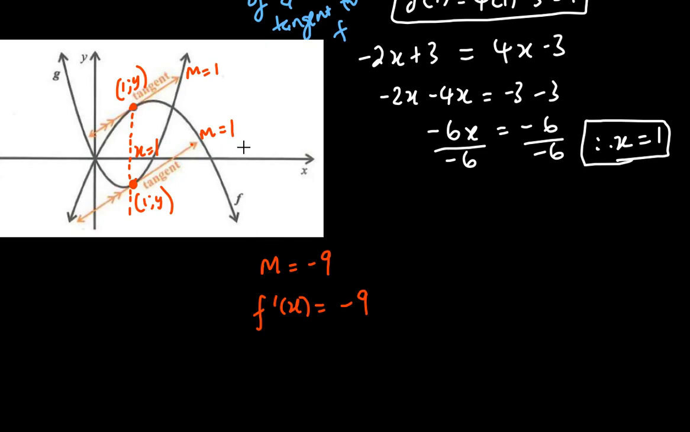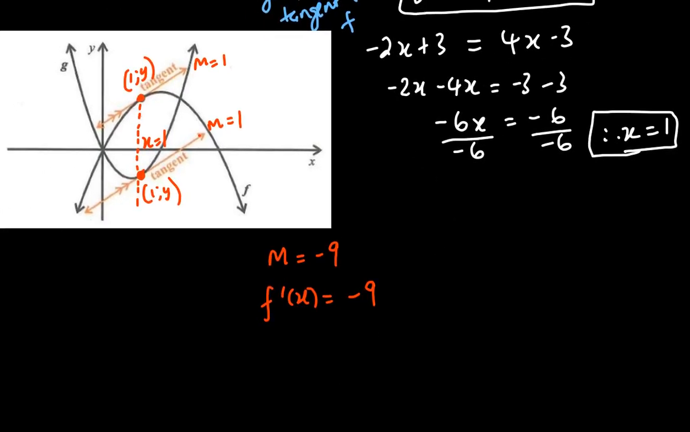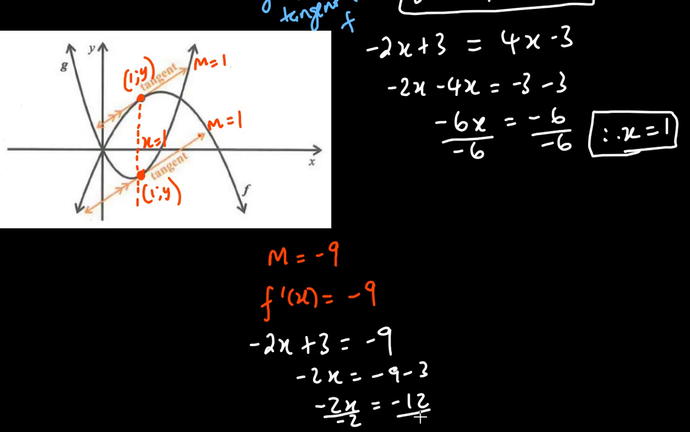We know the derivative of f is negative 2x plus 3. So you say negative 2x plus 3 is equal to negative 9. When you take 3 to that side, you have negative 2x equals negative 9 minus 3, which is negative 2x equals negative 12. When you divide both sides by negative 2, you get x equals 6.